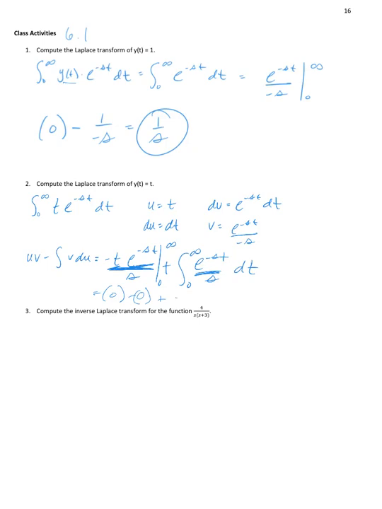So this is going to be e to the negative st over negative s squared, evaluated from 0 to infinity. And when you put infinity in for t, that's exponential decay, so it's going to go to 0. And when you plug in 0, you're going to get 1 over negative s squared. So we get 1 over s squared.